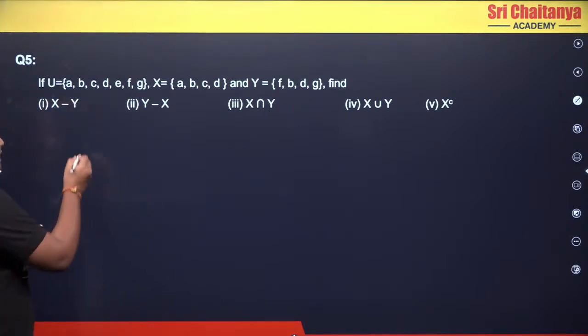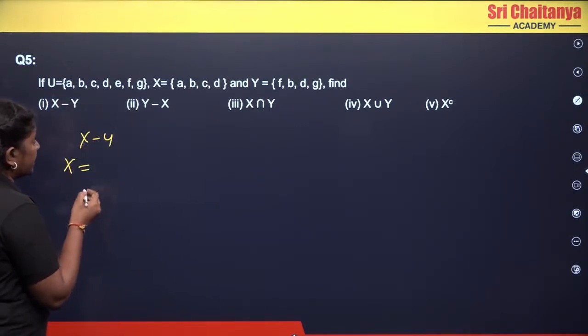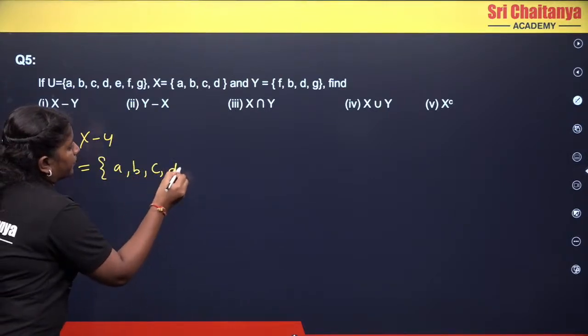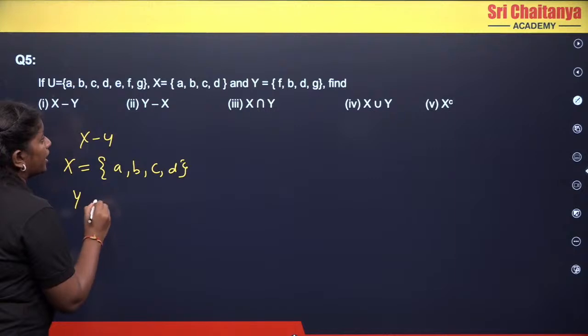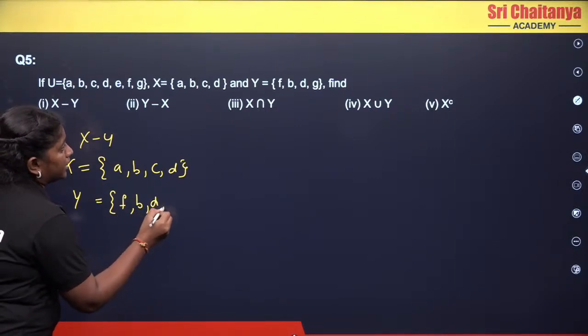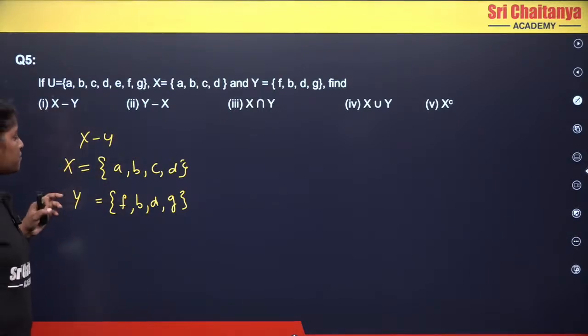So now let's solve X minus Y. For that, let's take X, which is the set of A, B, C, D. Okay. And Y, we have the set of F, B, D and G. Okay. So X minus Y means what will we get?